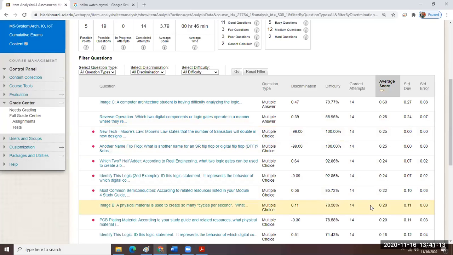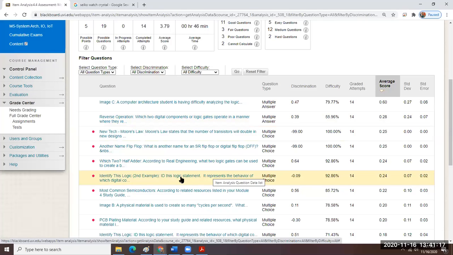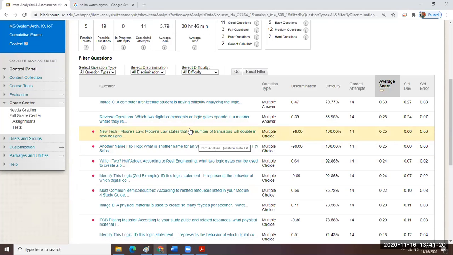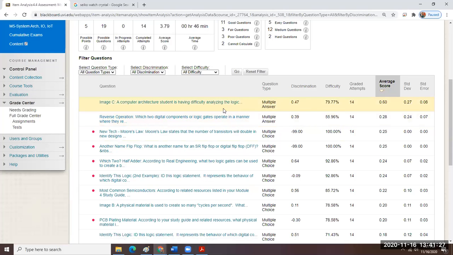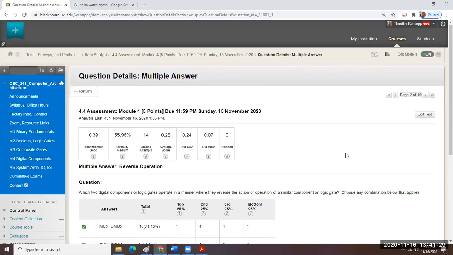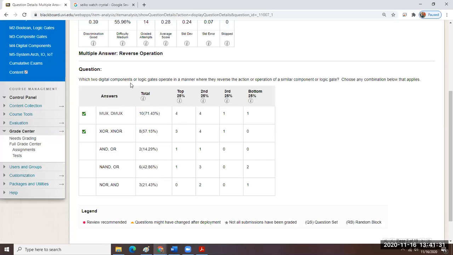All right, so I think most of the rest of these are good. It seemed like nearly everybody got these correct. I want to take a look at this one here. So this was a multi-answer, didn't have a very high average score. Let's look at this. It said, which 2 digital components or logic gates operate in a manner where they reverse the action or operation of a similar component or logic gate? So the key there is whatever the one does, the other does the reverse of.